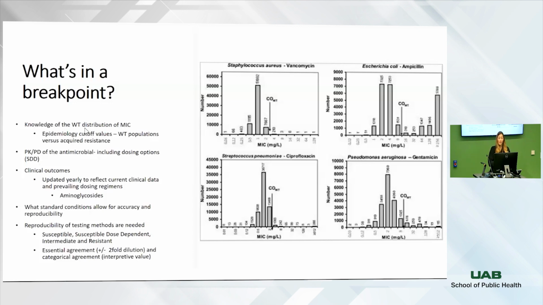And then from there, now we can say, this is what susceptible means. This is what intermediate means. This is what susceptible dose dependent means. So it's susceptible, but I have to change the dosing in the patient to get it to be susceptible. And then this is what resistant means. So there's a lot more that goes into what's behind a breakpoint, an S, I or R value, than just a numerical number that you get from a plate in a lab.